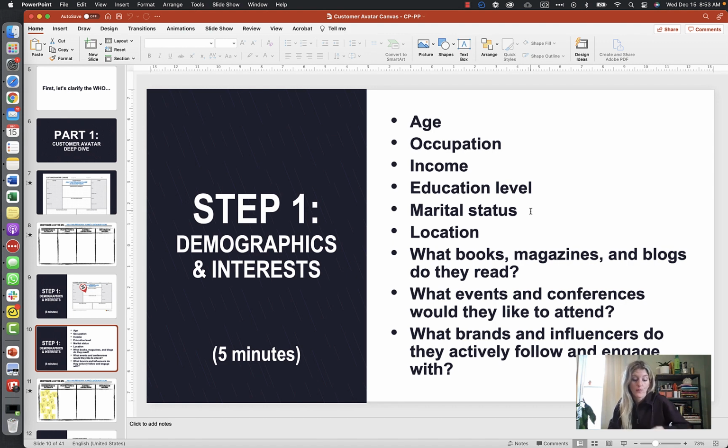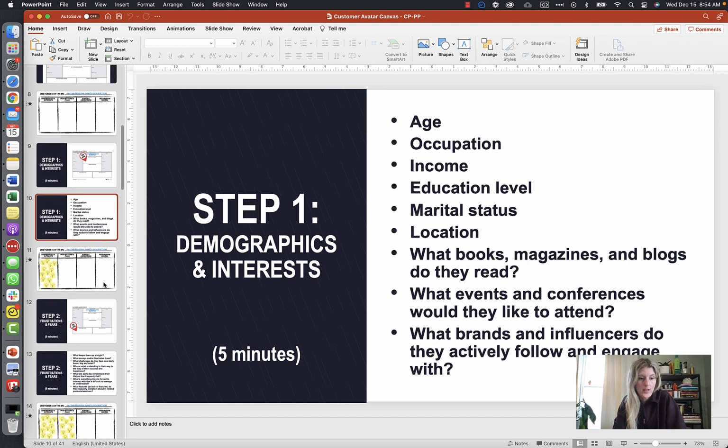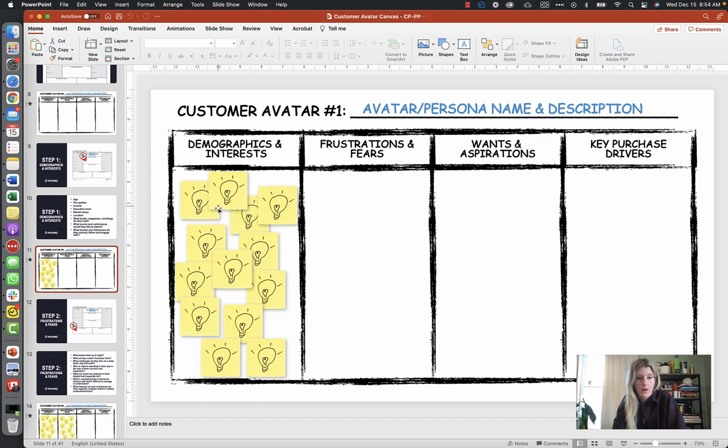And what age are you targeting? Are you targeting kindergarten age students? Or are you right now targeting toddlers because you have a long wait list, so it's going to take a year or two before they can be admitted? What location are they in? What books, magazines, and blogs do they read? What events and conferences do they attend? And what brands and influencers do they actively follow and engage with? So take about 5 minutes, write all that down.